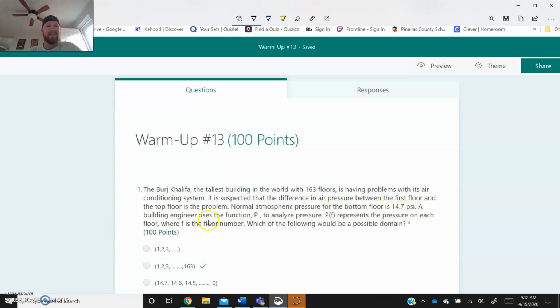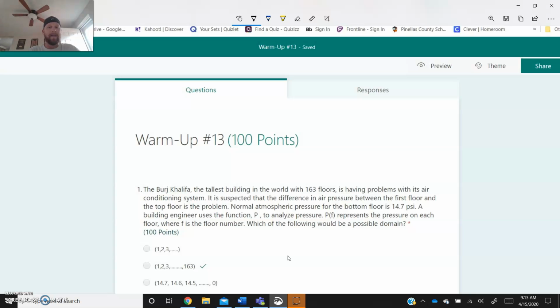A building engineer uses the function P to analyze pressure. P of F represents the pressure on each floor, where F is the floor number. All right, I hate word problems like this. They're just setting you up to fail. It's wordy, it's junk, they're terribly written. These problems are on purpose to throw you off, to try to confuse you.